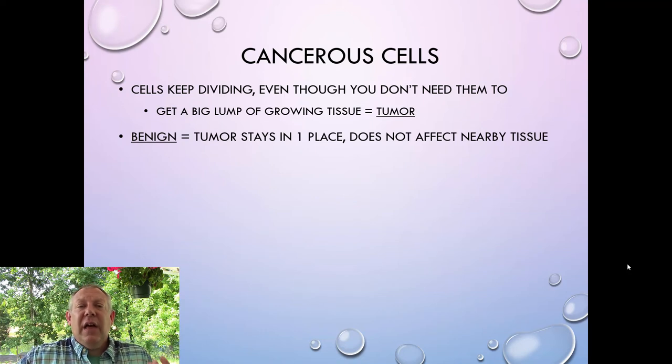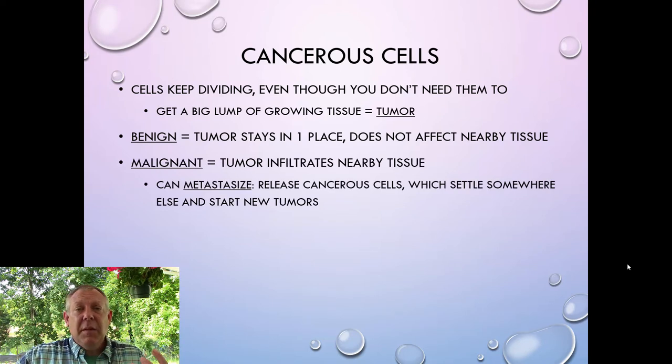Now, if that tumor does not affect nearby tissue, if it just stays in the one tissue type where it started, and it doesn't grow, doesn't go anywhere, that's a benign tumor. It might be pressing on something, it might be in a spot that interferes with something else, but usually it's not anything dangerous. And if you can do surgery and cut it out, you can get rid of it.